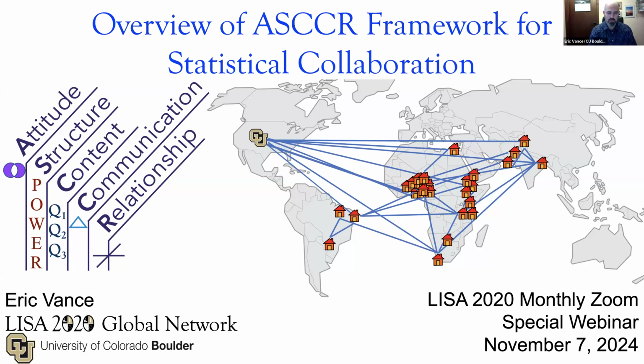Okay, so I'm going to present the overview of the ASCCR framework. The ASCCR is 5 essential components of collaboration. It's the attitude, the structure of meetings, it's the content of the collaboration, with a special emphasis on understanding the qualitative aspects of a project and the context of the data before you do quantitative analyses, and then translating the quantitative analyses back into qualitative answers to research questions. And then, of course, communication is key for collaboration, and then focusing on the relationships between the statistical collaborators and the domain experts is the 5th essential component of collaboration.